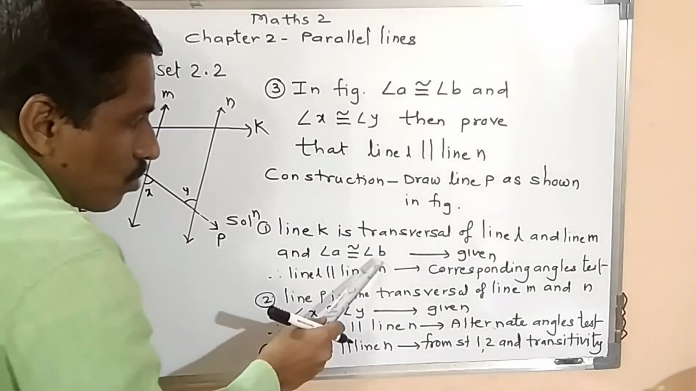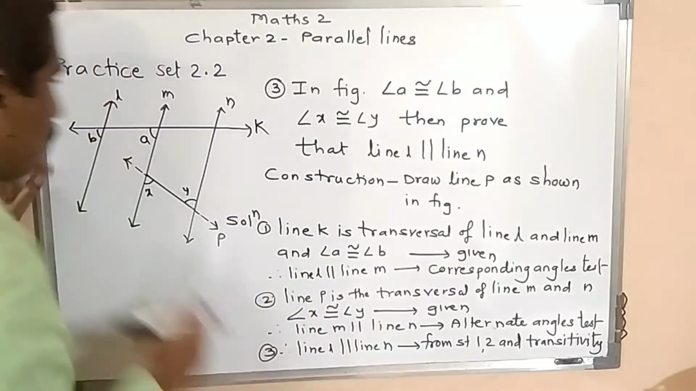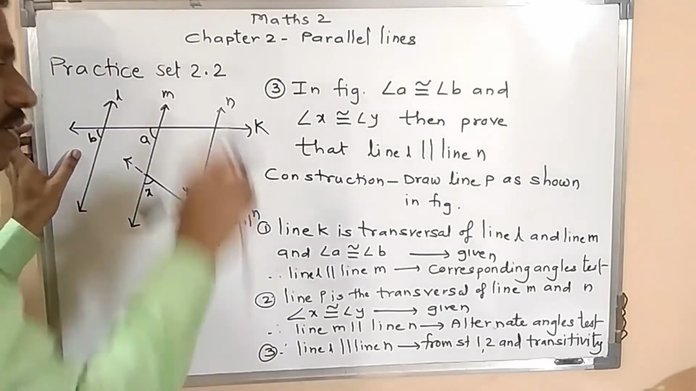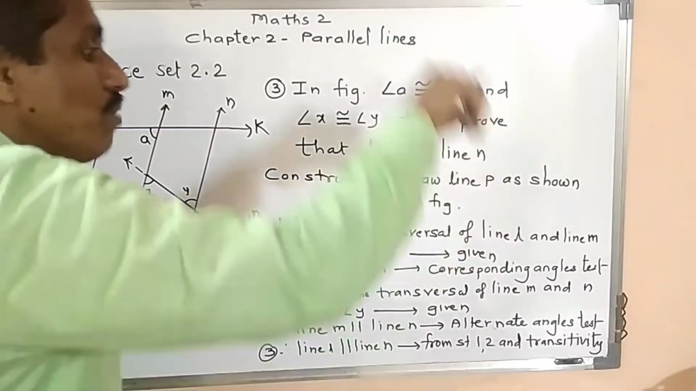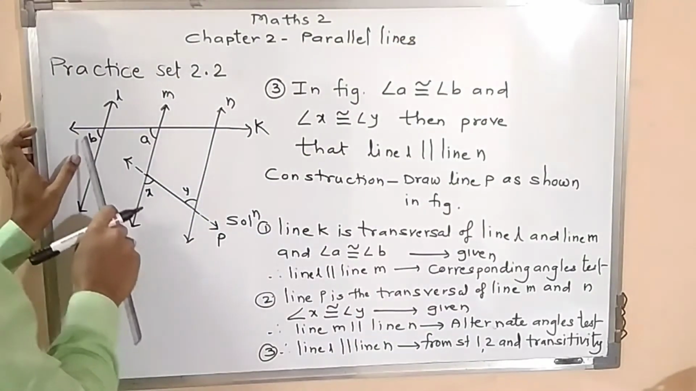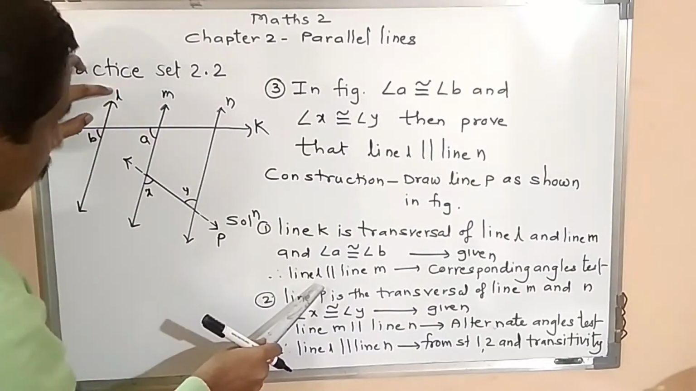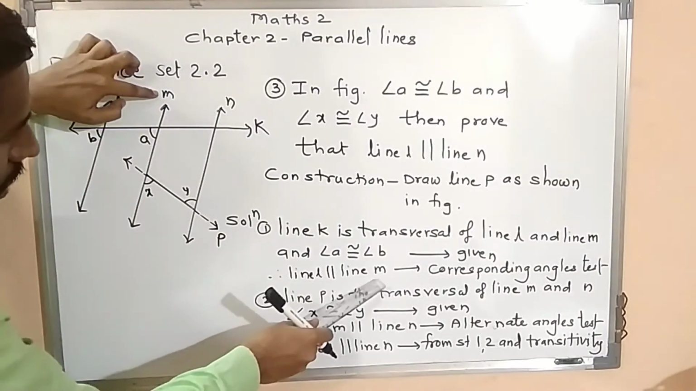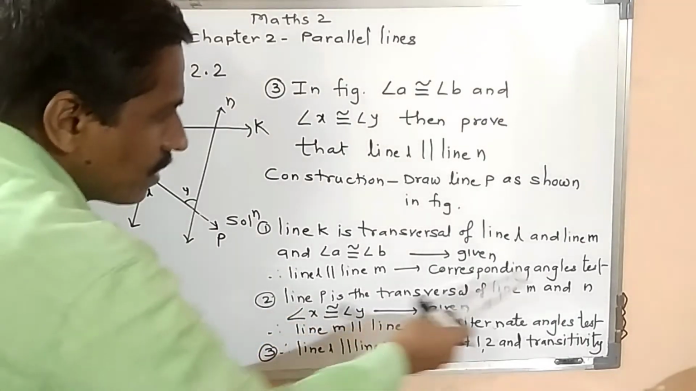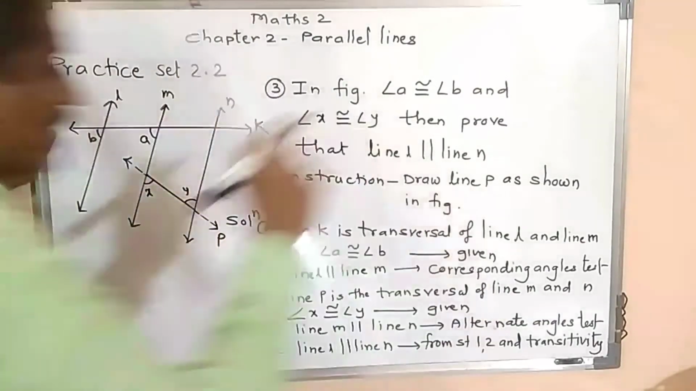Angle A is congruent to angle B. This one is given to me, but angle A and angle B are corresponding angles which are given congruent, and I know that when corresponding angles are congruent, lines are parallel. Therefore, line L is parallel to line M. Reason is corresponding angles test.